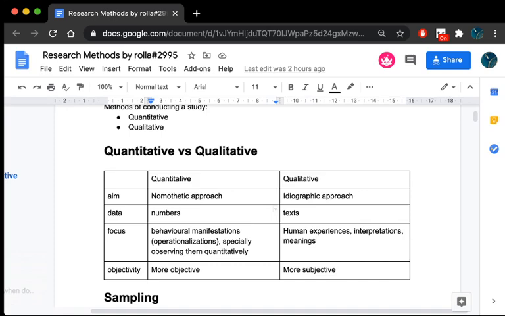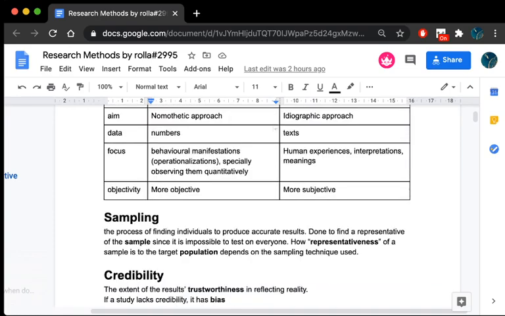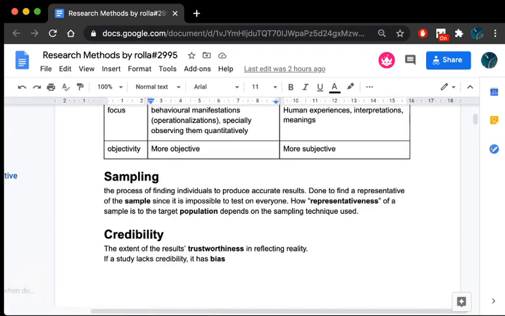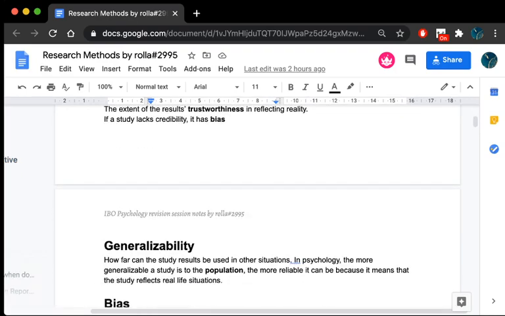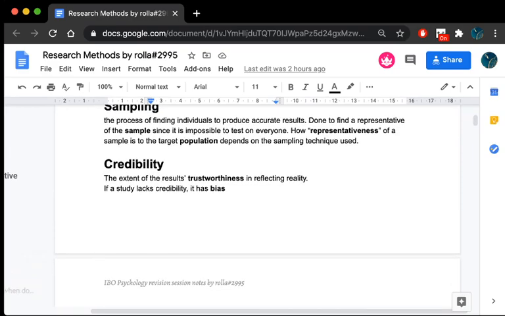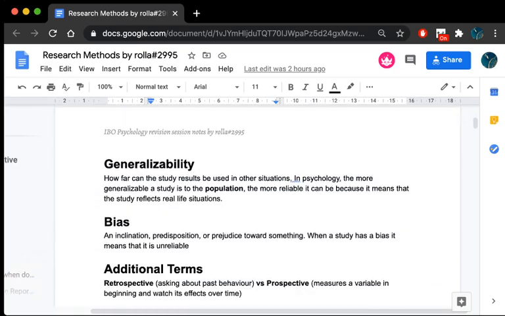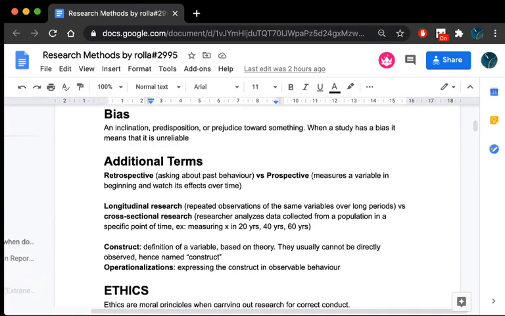Then just remember quantitative, quantity, and qualitative. So quantity is number, and qualitative means quality, and quality relates to rich data instead of the shallow kind of numerical data. Yeah. And then now we go into the general definitions of sampling, credibility, generalizability, bias, and additional terms that you should know.